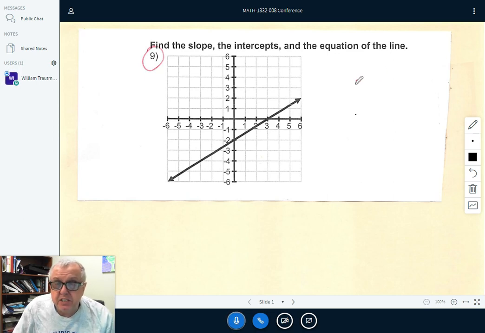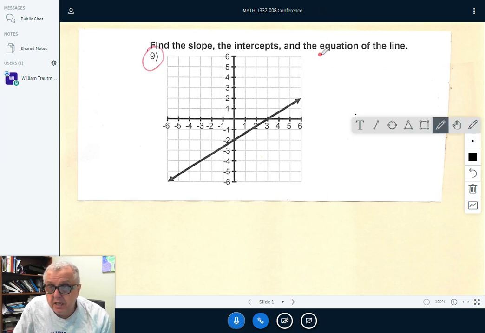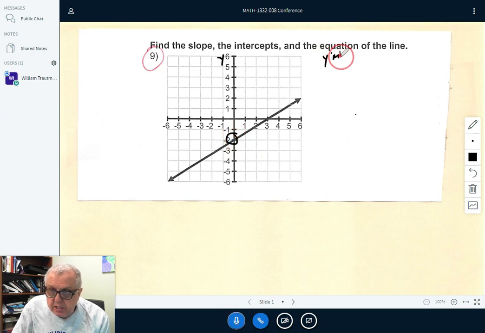So the first one says find the slope and the y-intercept of the equation. To find them, first of all, the y-intercept is where the graph crosses the y-axis. This is the y-axis, so this is the y-intercept. My y-intercept is at -2. A way to write that in coordinate form: x is 0, y is -2.